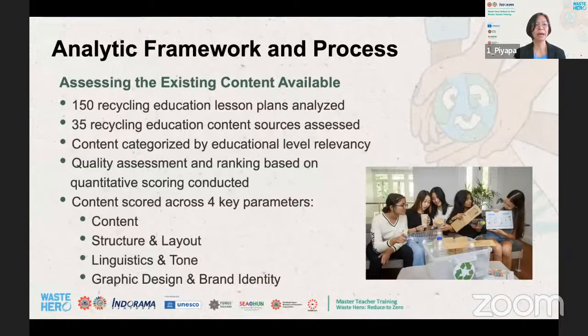And how about the structure and layout? How should the lesson be presented in the most useful format for different classroom environments? The language and tone is another consideration. What is the tone and the message we want to convey, and is it appropriate for different cultures? And the last one, the graphic design: the message must be very easy to understand and attractive for the students. Next, please.